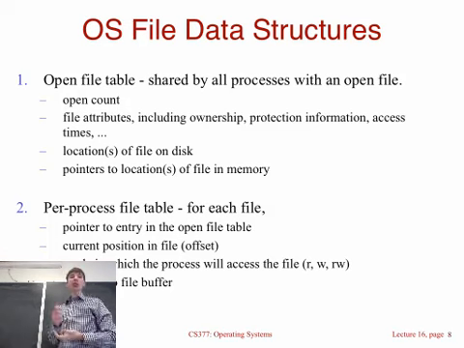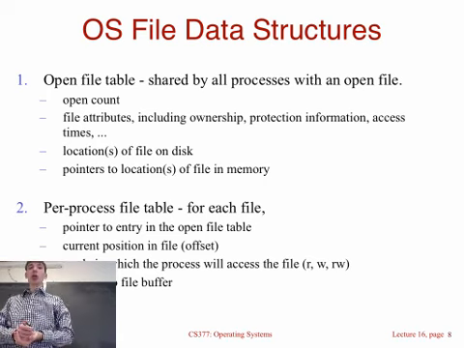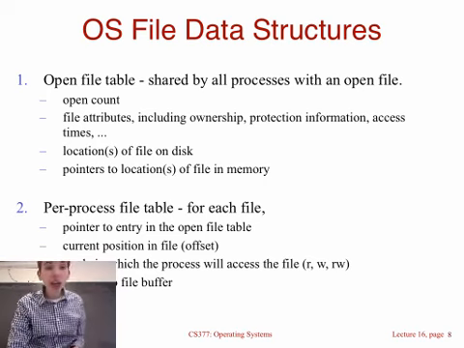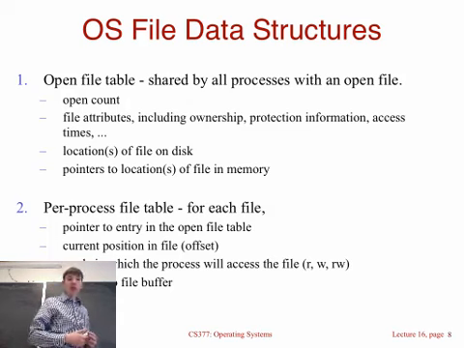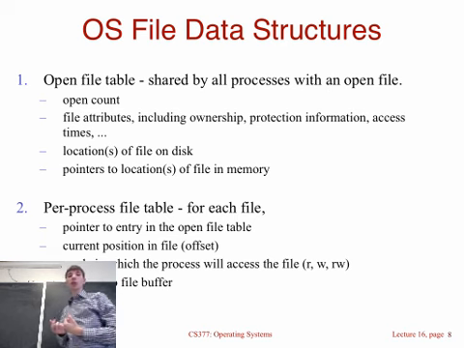But then you're also going to have a per process file table. So here, for every process, you're going to have a list of files that process has open, and in that table, for each file open by that specific process, you're of course going to have a pointer to the single entry for that file in the global table. But then you're also going to have things like the current position in the file, right? That's basically this file pointer.